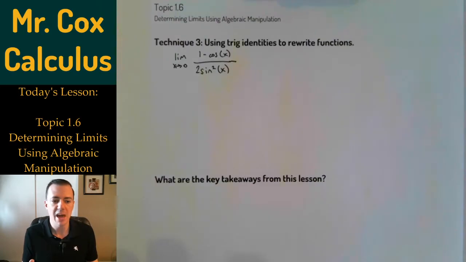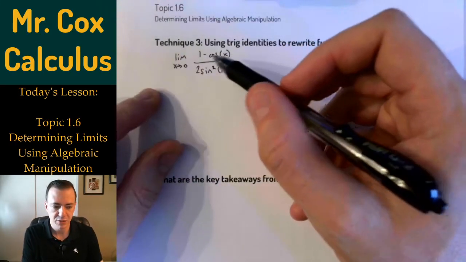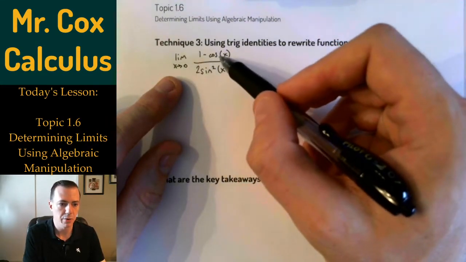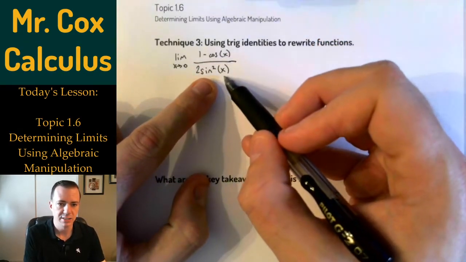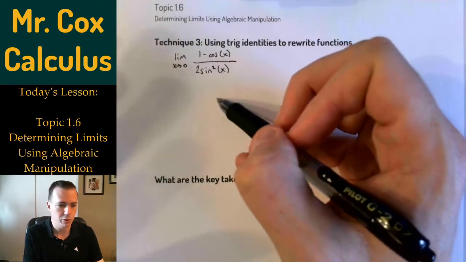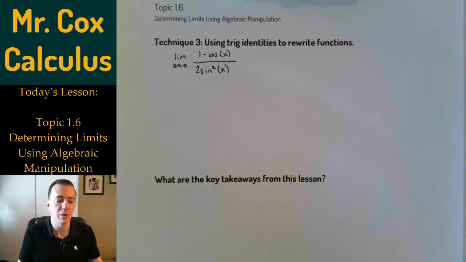And just like when we have polynomials, sines and cosines are very well-behaved functions, so you should look and see what happens when you substitute 0 in. The cosine of 0 is 1, so this gives us 1 minus 1 in the numerator, which is 0. Sine of 0 is 0, and then when I square it, that's 0. Multiply it times 2, that's 0. So I end up once again with this indeterminate form of 0 divided by 0.